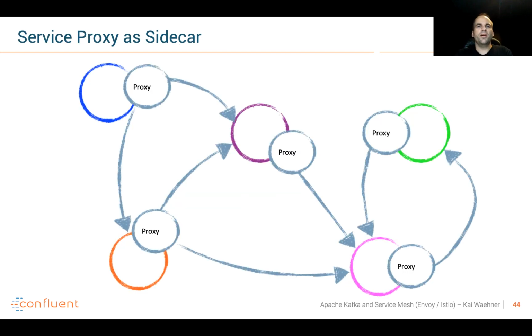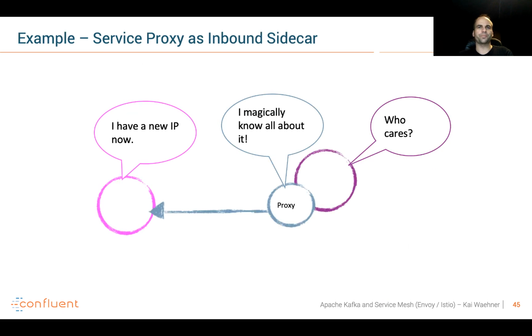So here you see the service proxy is a sidecar typically here. So you always have the different applications here, circles in different colors. And all of them use the same proxy technology here, which could be something like Envoy. And then you communicate via proxy with other microservices. That's the main idea of the service proxy.